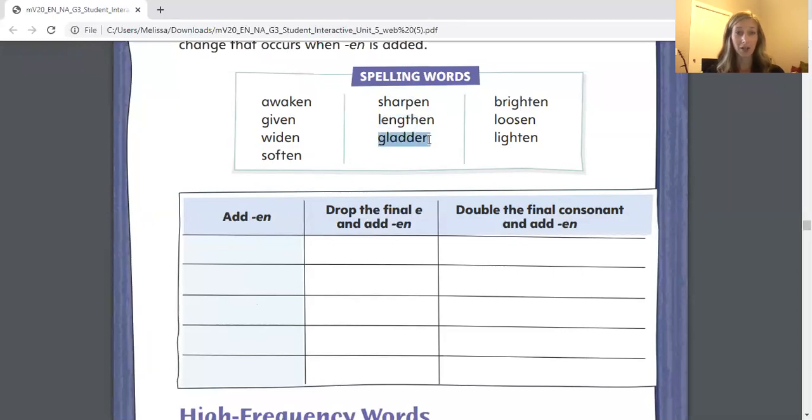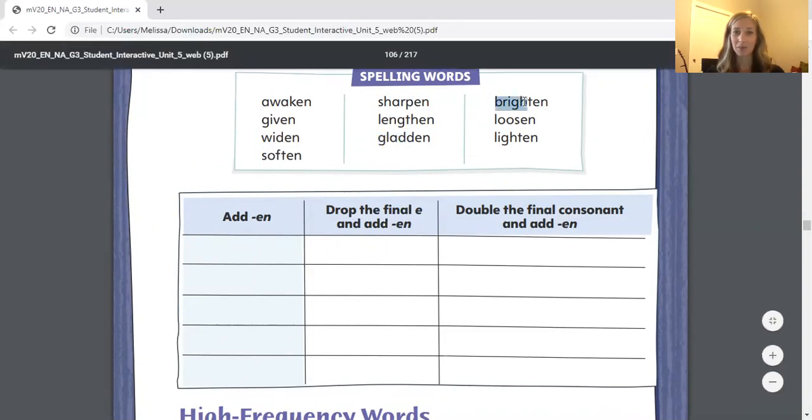Here is our word that follows that exception where we double the final consonant and add EN. I can tell you that right away because not only do I see the double consonant in the middle of the word followed by EN, but I know that my base word is the word glad. It ends with a vowel, A, and a consonant, D, so I have to double that consonant, D, D, and add EN. My next word is the word brighten. The root word is bright. So all I'm doing is adding EN. That should go in your first column.